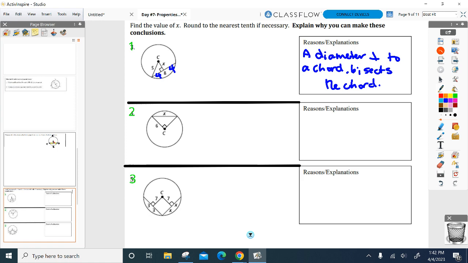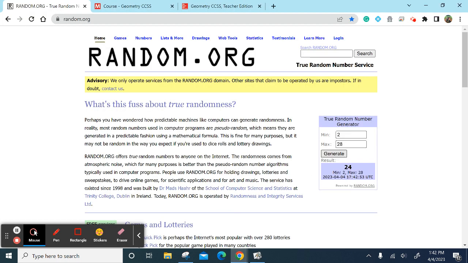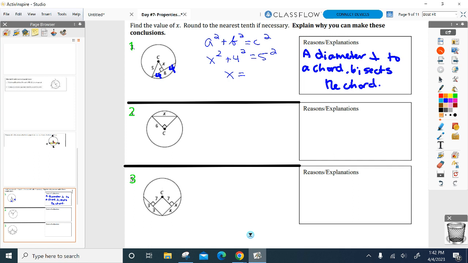And now what are we using to solve for x? Oh, 13. Thank you. Yep. x squared plus 4 squared equals 5 squared. Let me know when you hit x here. Oh, 24? 3. Thank you. All good?